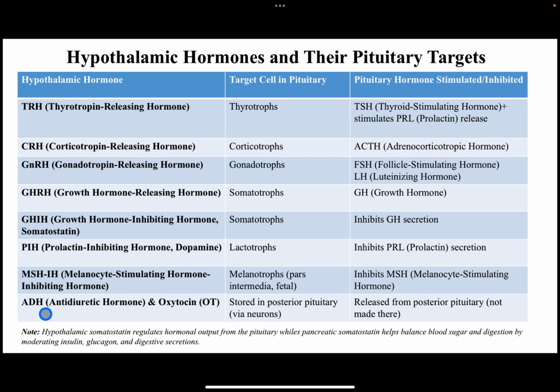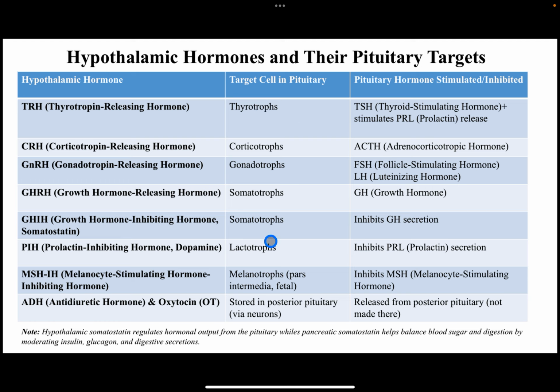So if you are asked to mention hormones produced by the hypothalamus, you mention all of this. Is that okay? Good. Now, let's continue. So the thyrotropin releasing hormone, okay? This hormone, when it is released, targets the thyrotroph cells in the pituitary gland.